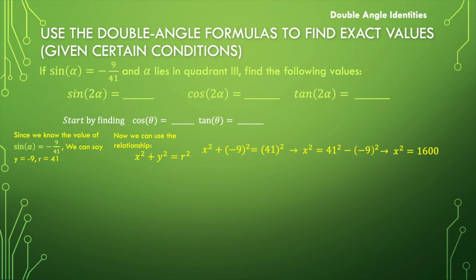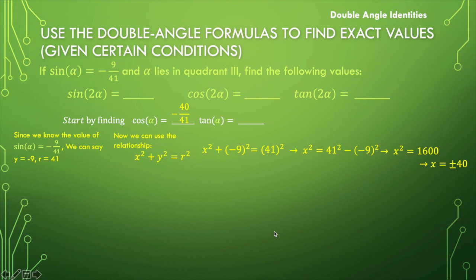Okay, so what does that mean? That means that x is going to be plus or minus the square root of 1600, so plus or minus 40. Well, which one is it? That's where we go back to the location of alpha. Alpha is in quadrant 3, and what do we know about x values in quadrant 3? We know that they are negative. So x is going to be negative 40, and the hypotenuse is positive 41. So that means that the cosine of alpha is going to be negative 40 over 41.